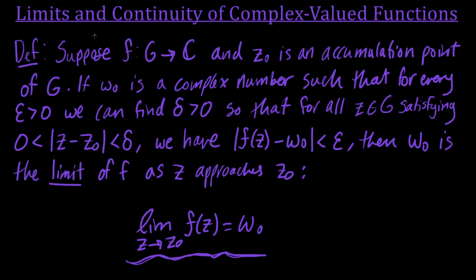And so some of the nuance in this definition that we need to pay attention to is that z0 needs to be an accumulation point of g, because in this part of the definition here, where we're saying all of the points within delta distance of z0, well, in order for us to be guaranteed that there are points within delta distance of z0, z0 needs to be an accumulation point of g. So just remember that going forward, that we need z0 to be an accumulation point of g.